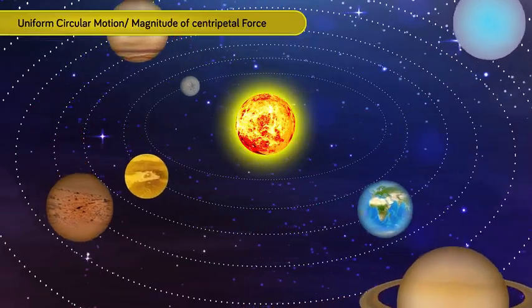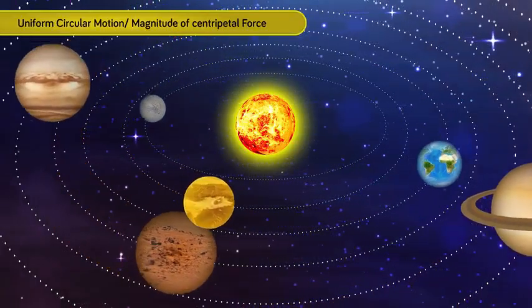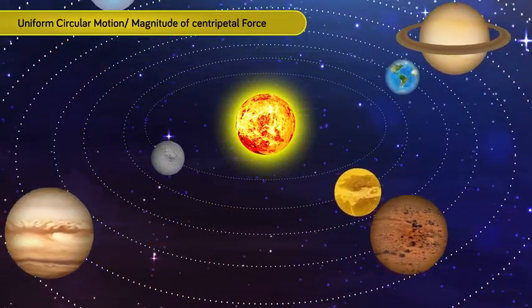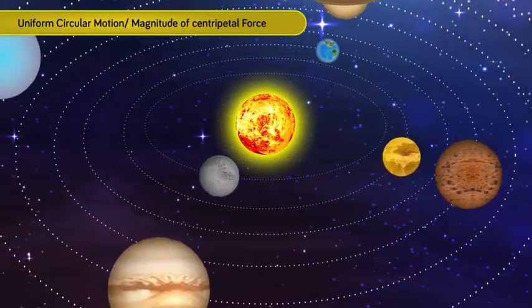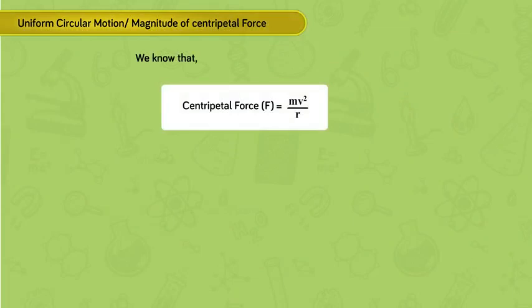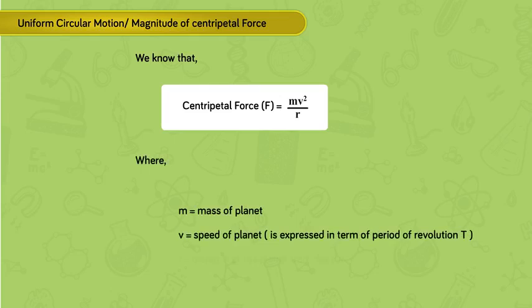Consider a planet revolving around the sun in a uniform circular motion. Then the centripetal force acting on the planet towards the sun is given by equation 1. Centripetal force F is equal to m v squared upon r, where m is the mass of the planet, v is the speed of the planet, expressed in terms of the period of revolution T, and r is the distance of the planet from the sun.